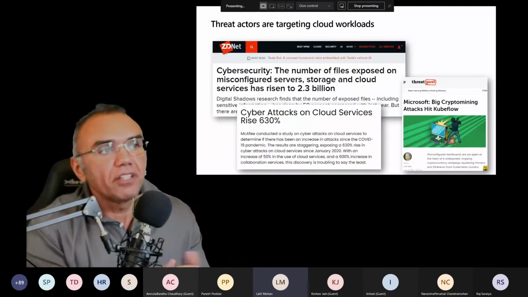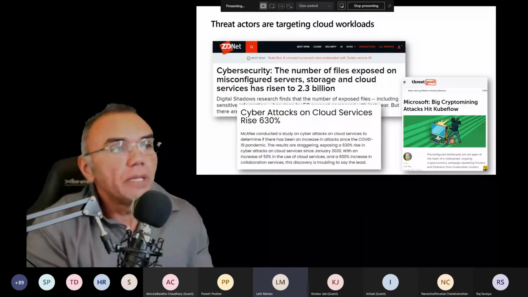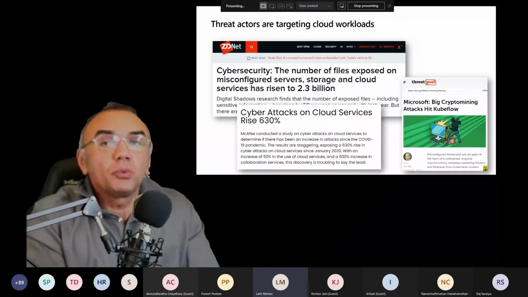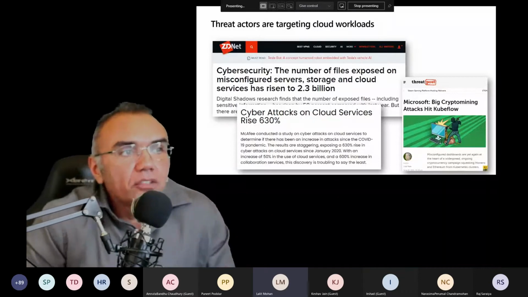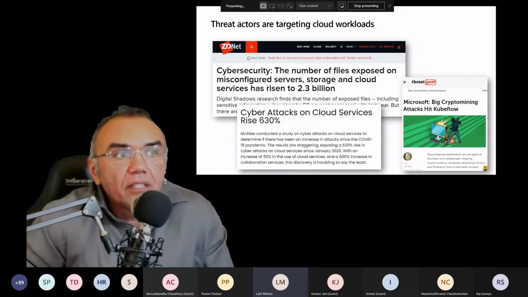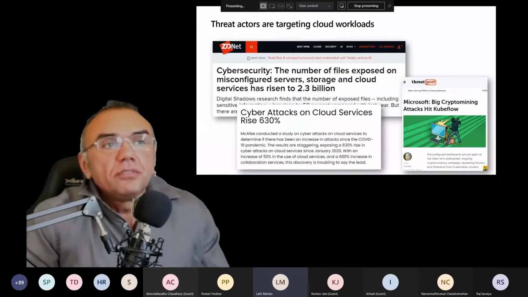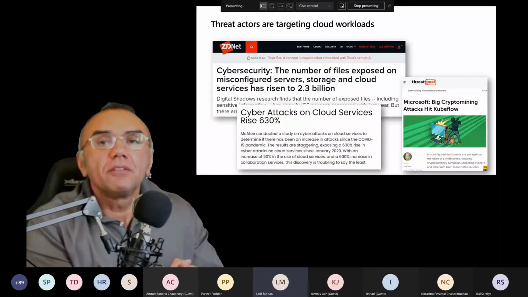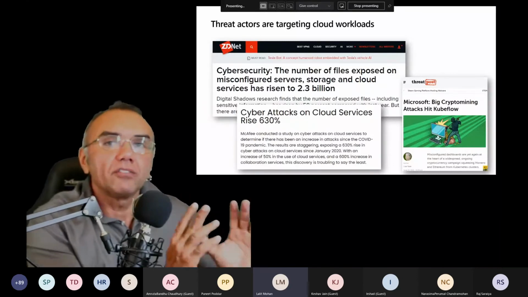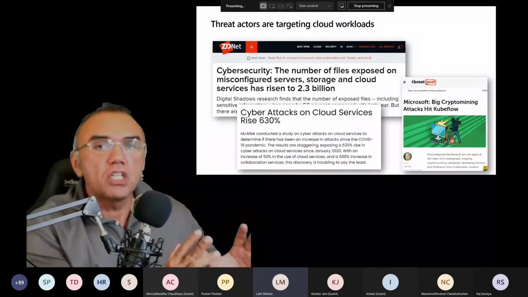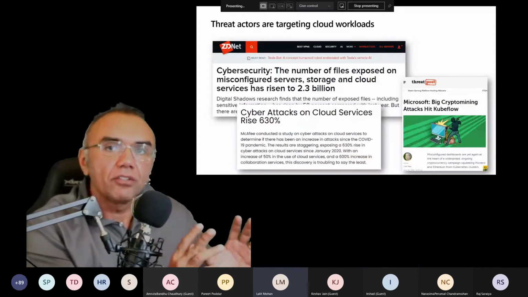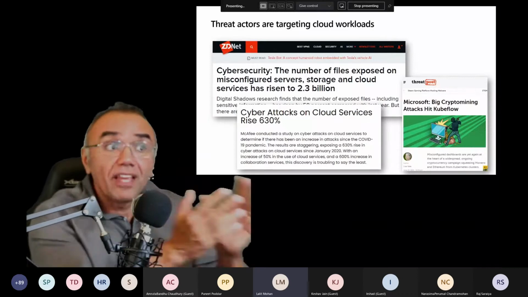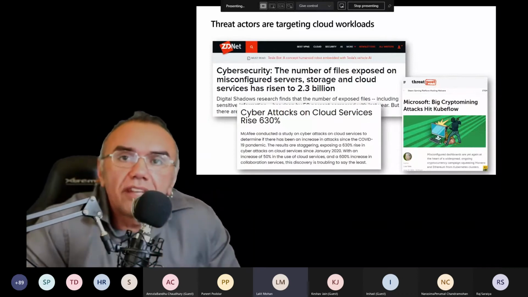Look at this number. Cybersecurity: the number of files exposed on misconfigured servers' storage and cloud services has risen to 2.3 billion. And this is a new article from 2021. That's a very alarming situation because you don't have visibility and you don't have threat detection that was built for those scenarios. Each cloud workload has its own threat vector. You need to understand how threat actors are trying to hack into those workloads, and you need to have threat detection that is able to identify those scenarios, okay?